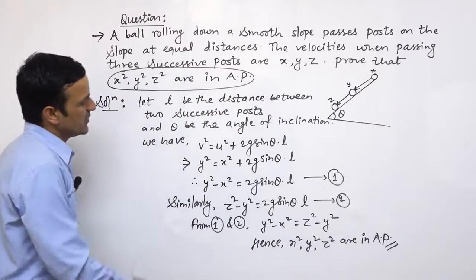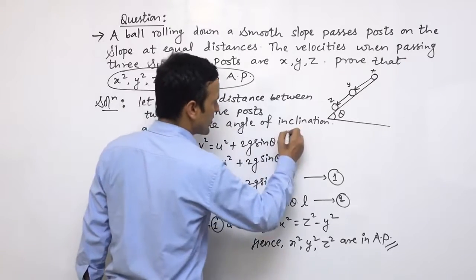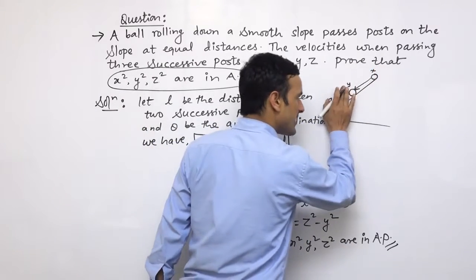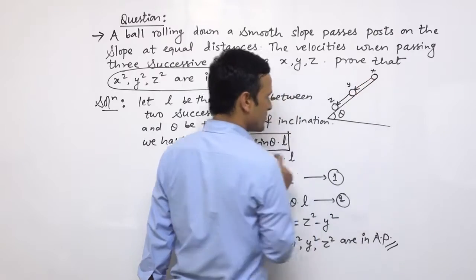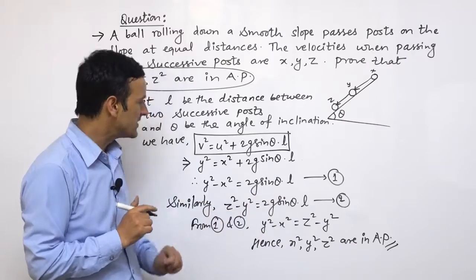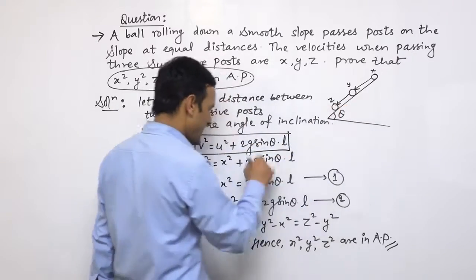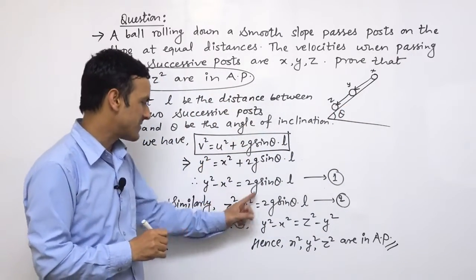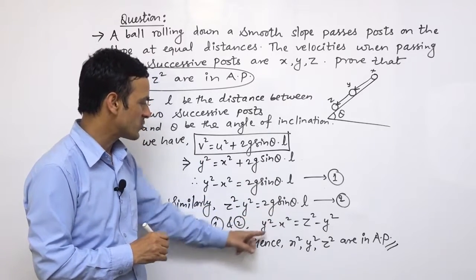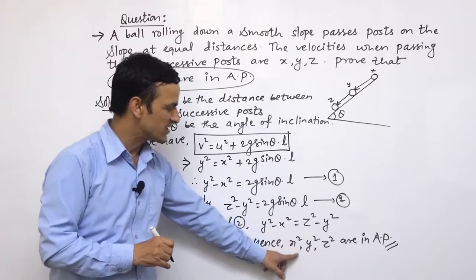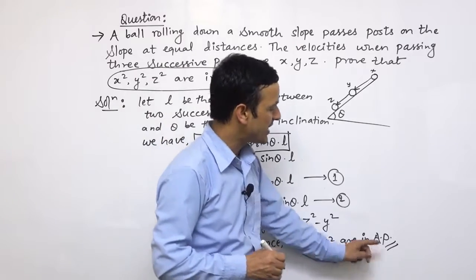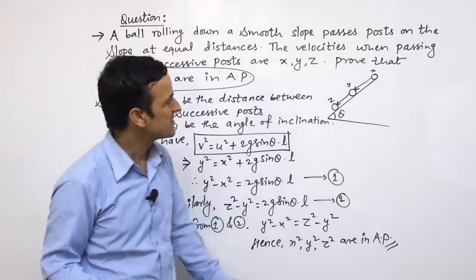So in this way, if you apply this formula, we have initial velocity and final velocity for two successive posts. If you find the value, we obtain this result. For these two posts, if you substitute the same values again, we get another equation. Now equating these two equations, we get this one. So our final result shows that x square, y square, z square are in AP. In this way, we can solve this question.